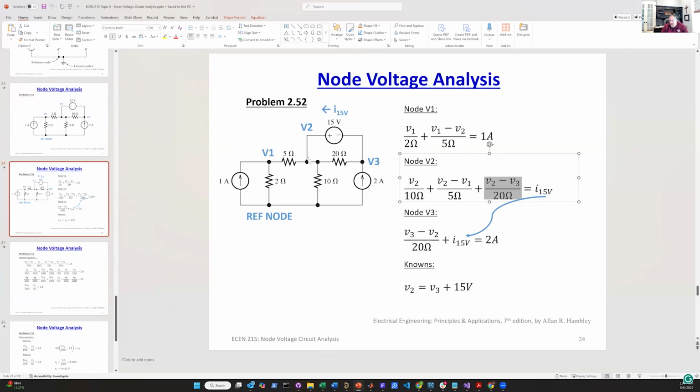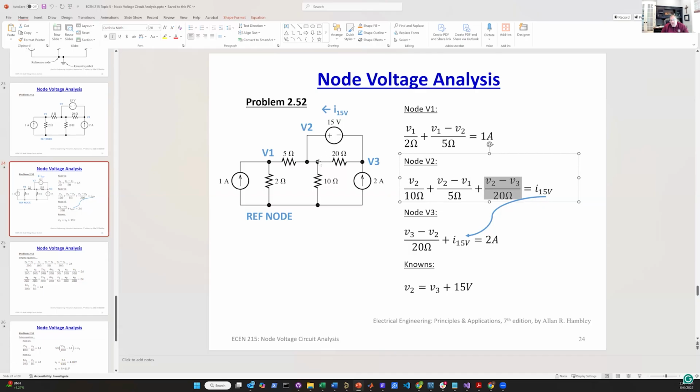We're doing analysis on this node, right here on V2. So everything starts at V2. We're looking for the current leaving through the 10 ohm resistor, so V2 minus 0, which is V2 over 10. Then the current going from V2 to V1 is V2 minus V1 over 5. And the next one, the one you're asking about, is the current going from here to V3, so it's V2 minus V3.